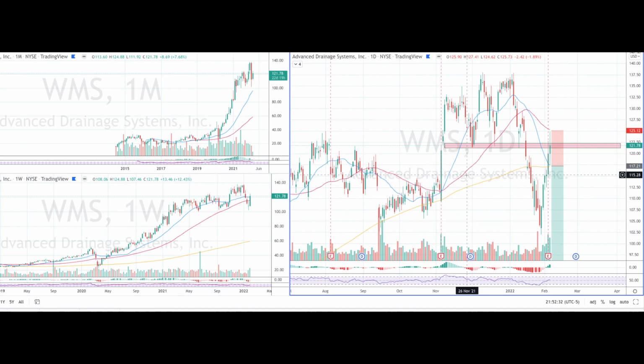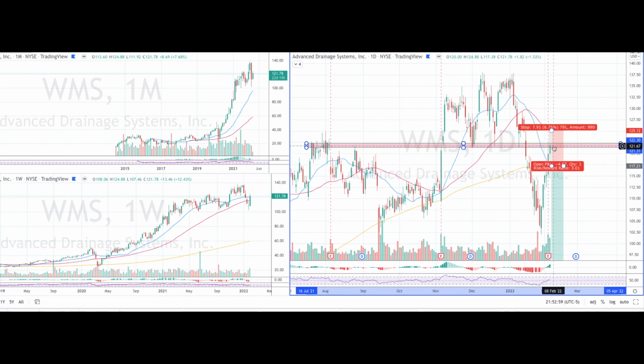And the last one I'll talk about, WMS. Oh my goodness, it's the exact same idea. The one that makes this really cool is count it: 1, 2, and 3 tests of this area, and look, it even matches up with this prior pivot in July of 2021.